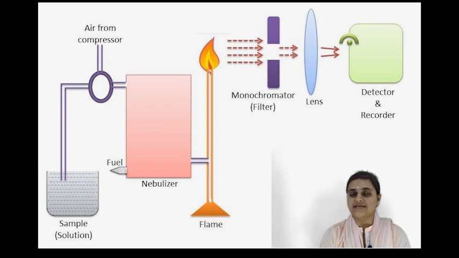Now let us dive into the processes involved in getting the final results. The first one is dissolution, the second is vaporization, followed by atomization, then excitation, and last comes emission. All these processes happen together in the instrument itself, and in the final results we read out the particular element concentration. Now we will look at these processes in detail.